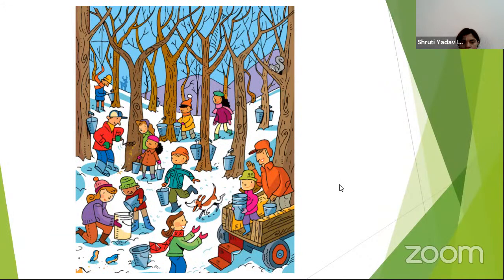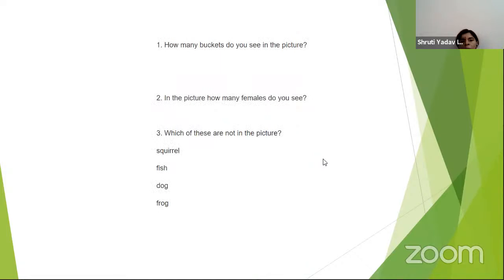Okay, so let's go to the question. How many buckets do you see in the picture? 20. Okay. In the picture, how many females do you see? 6. Okay, so that'll be including the kids also. Yeah. Which of these are not in the picture?